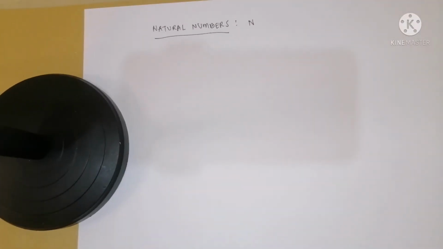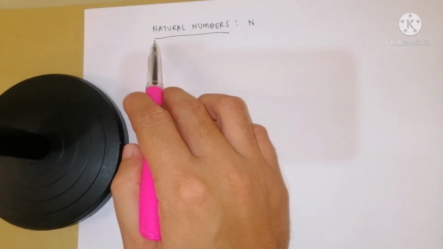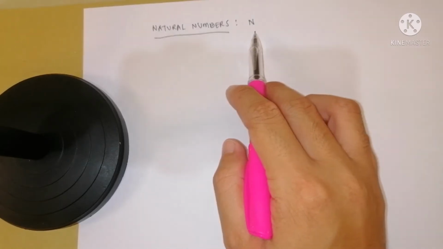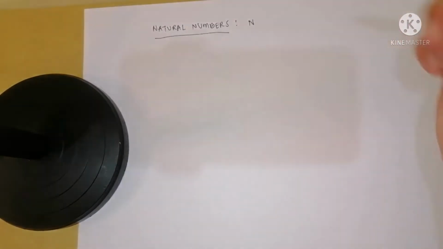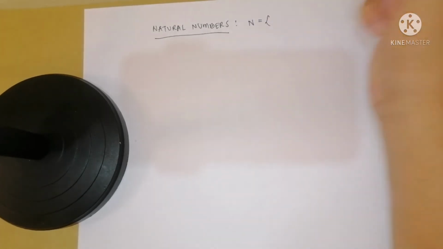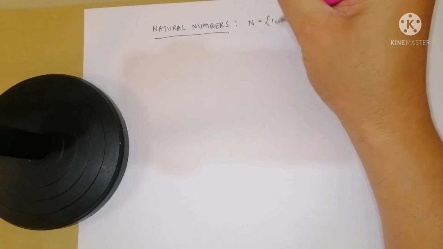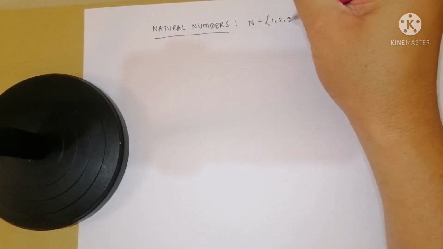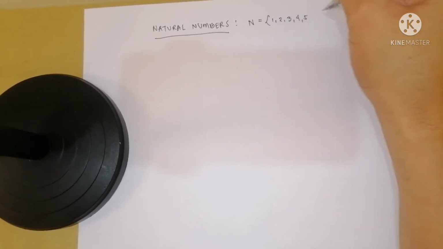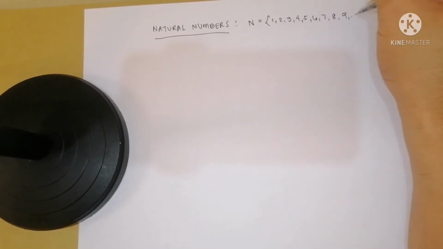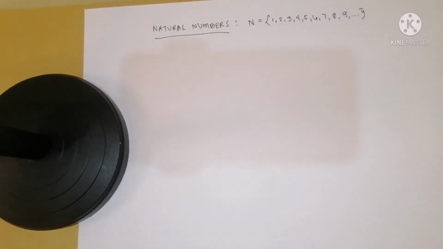Now, at this point, let us discuss numbers. The first set of numbers that we learned are the counting numbers, or simply the natural numbers. Natural numbers are represented by the capital letter N. The set of natural numbers begins from 1, 2, 3, 4, 5, 6, 7, 8, 9, and so on and so forth.